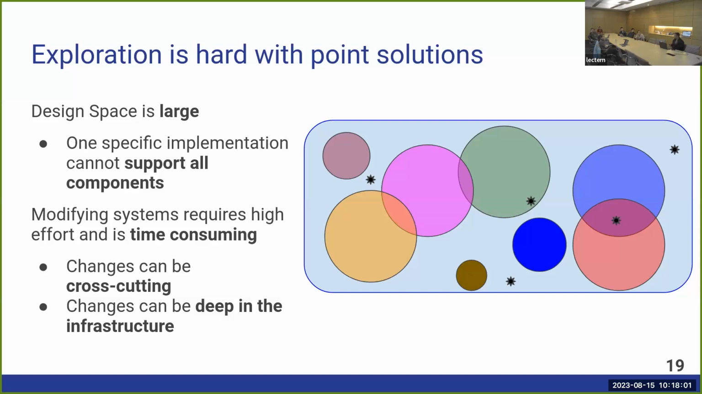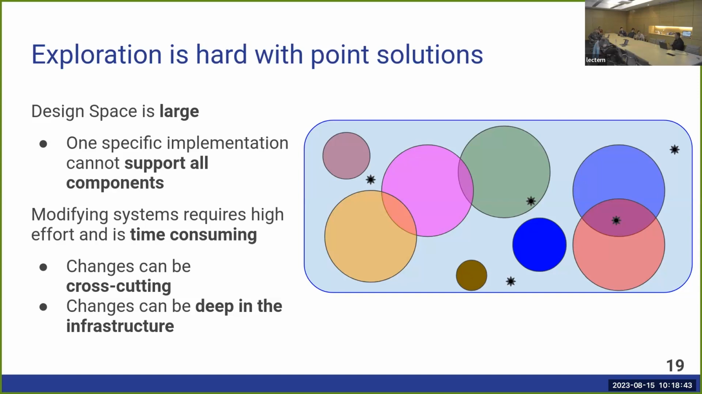The second is that modifying systems requires a lot of effort and is time consuming. Changes can be cross-cutting across different services or components, and they can also be deep in the infrastructure. For example, changing a cache or a database is probably less painful than changing the RPC framework or communication framework used by 1,000 services at the same time, because that would be months of work. We know that as an example, because Facebook actually did that, moving from specific RPC frameworks to their implementation of the Thrift RPC framework.